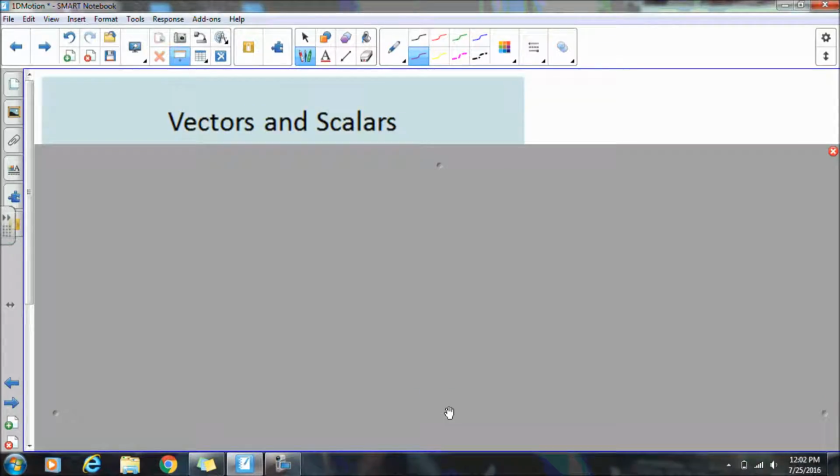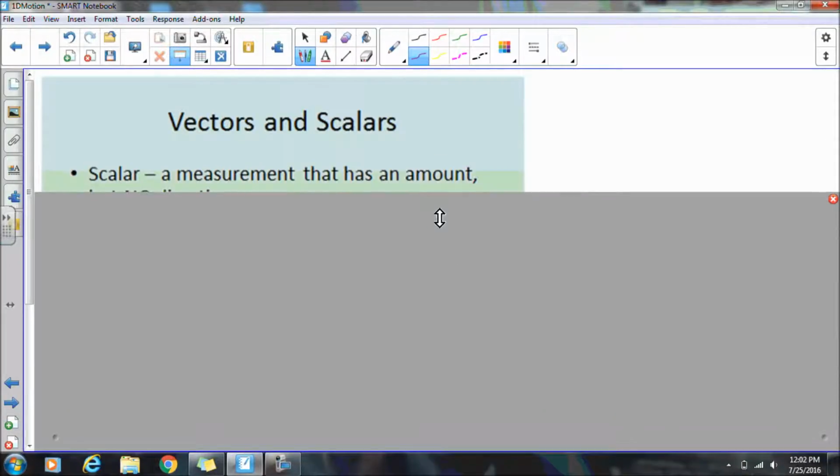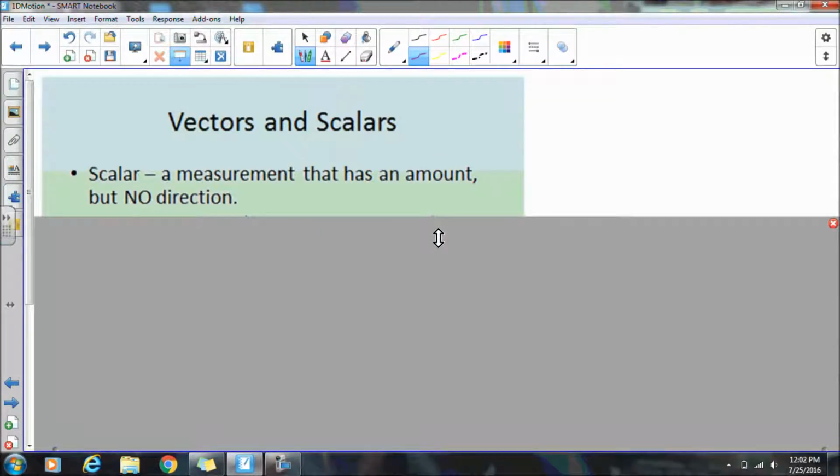So, next thing we need to talk about is the difference between vectors and scalars. And again, this is all based on relatives. So first, a scalar is a measurement that has an amount but no direction. An amount but no direction. And what we mean by amount is it's a number. Amount of money is how much money you have. It's a number like $20 or $100.